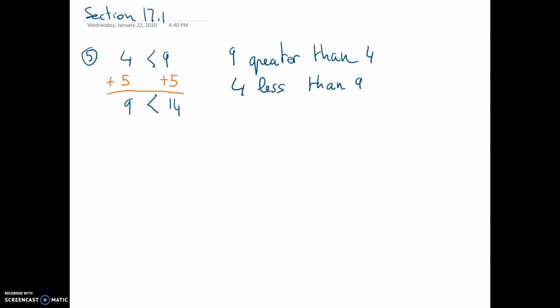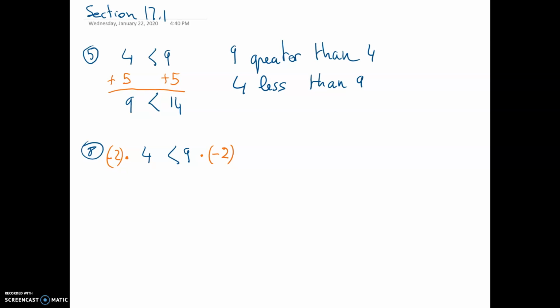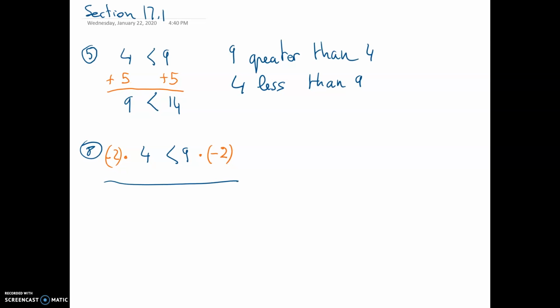If I do problem number 8, we still have 4 less than 9, but this time they're asking you to multiply both sides by negative 2. So I multiply by negative 2 on both sides, and you will notice that when I'm dealing with a negative number, I'm using my parentheses. When I multiply by a negative number, the rule says that you must flip your symbol. So you first flip your symbol, and then you do the multiplication, which is going to be negative 2 by 9 equals negative 18, and negative 2 by 4 equals negative 8.